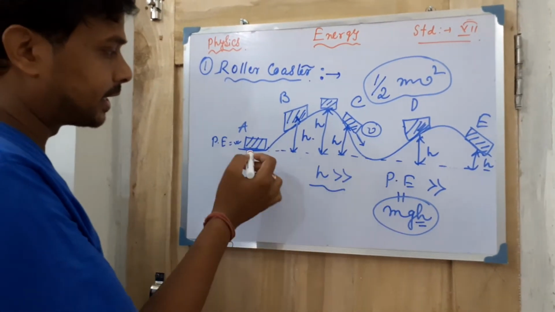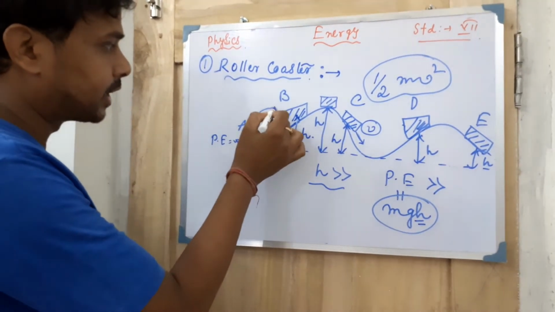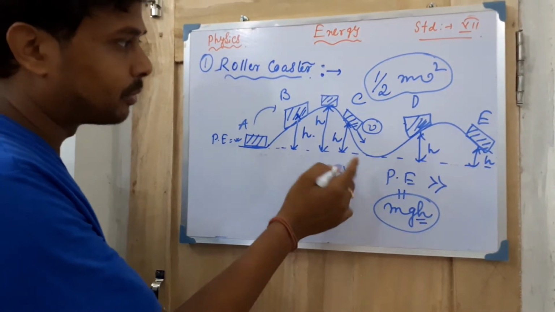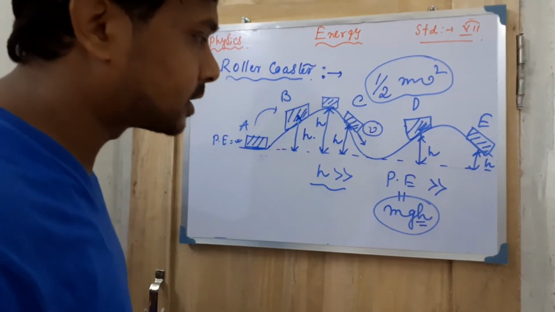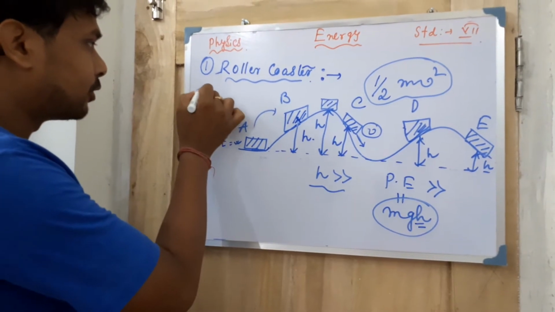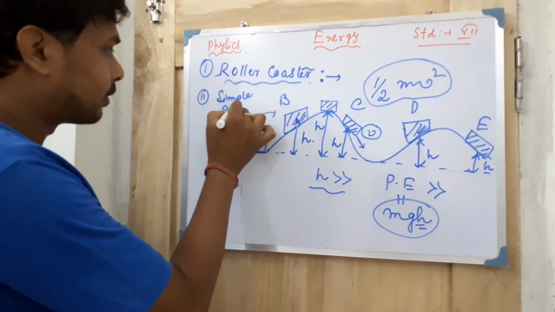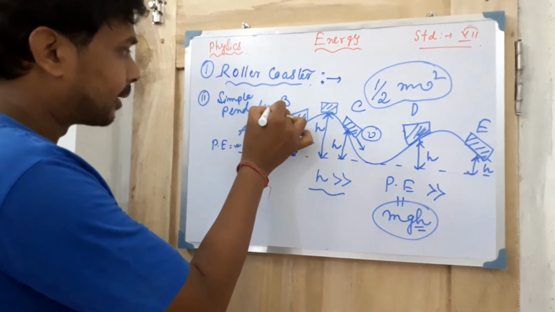You can understand that potential energy is converted to the kinetic form, and again kinetic energy is converted to the potential form. In this way, interconversion takes place. The second example is the simple pendulum. We have already told that one, and I will tell you that again afterward.